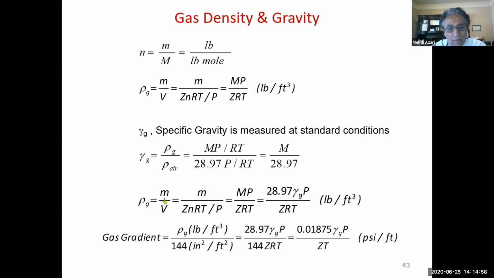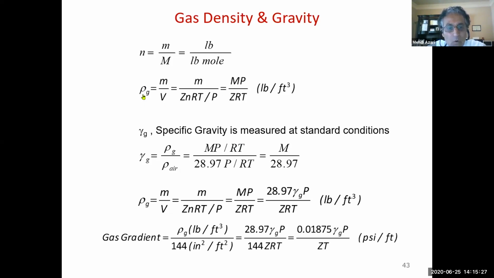Now, density of a gas, which is again m over V, the same equation, M p over ZRT, and now for M, I can put specific gravity times 28.96. So rho of the gas is going to be equal to specific gravity of the gas times pressure of the gas divided by ZRT. So you can do it this way, or you can do it that way.